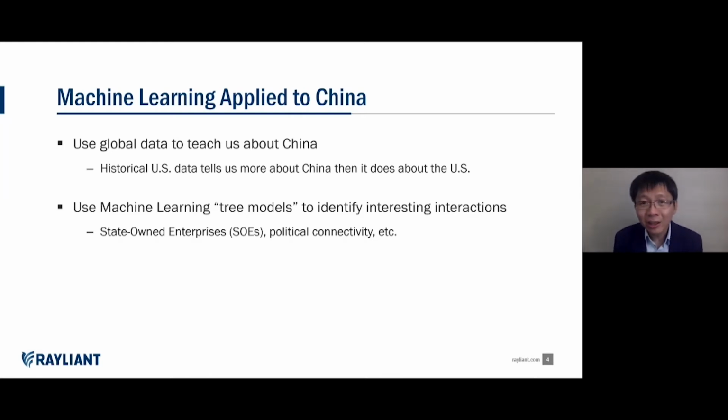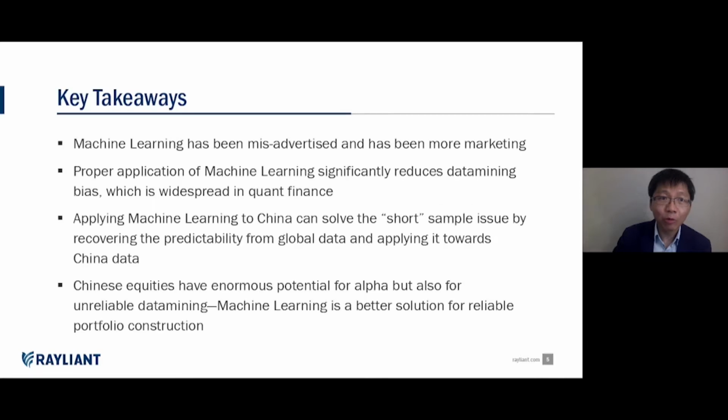And the funny thing is, historical US data is actually far more useful for predicting China today than it is for predicting US today, because the US today is simply too efficient relative to its history. And of course, the nonlinear interaction module is quite useful because there are specific factors and specific attributes in China that interact in interesting and nonlinear ways. And when you put all that together, machine learning can help you unlock the tremendous alpha potential that is available in the Chinese equities market.